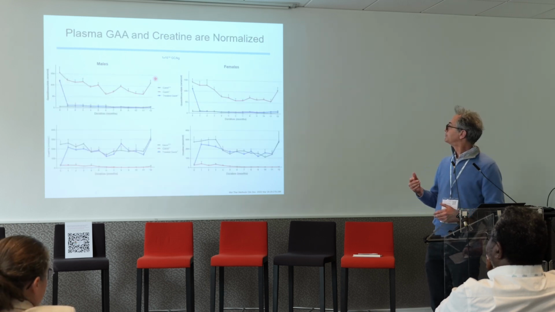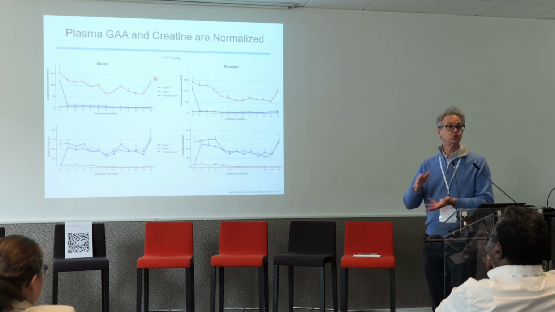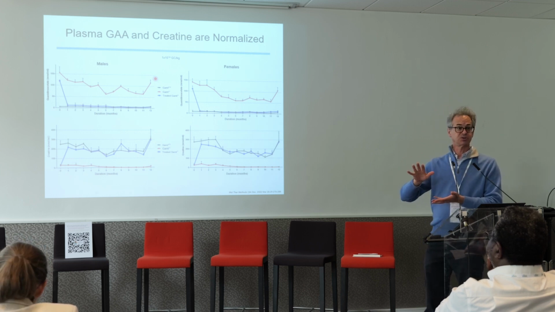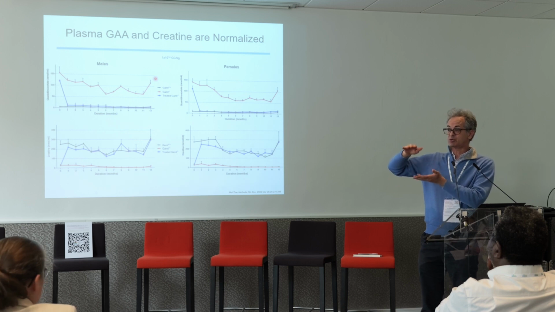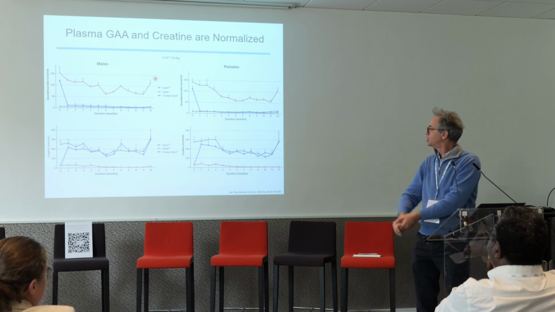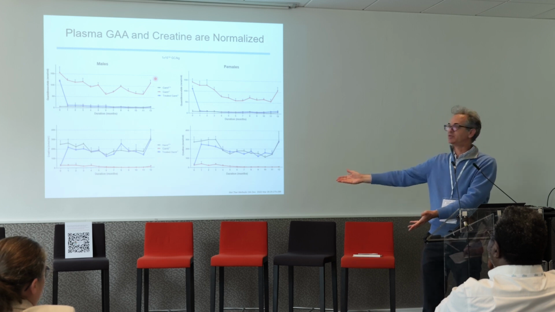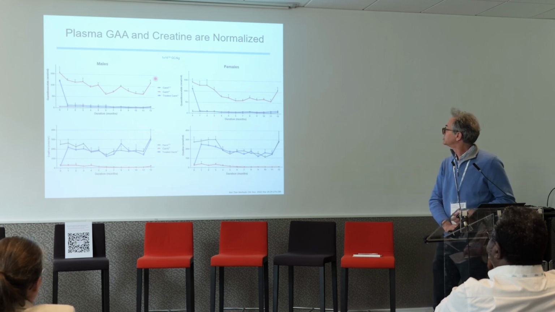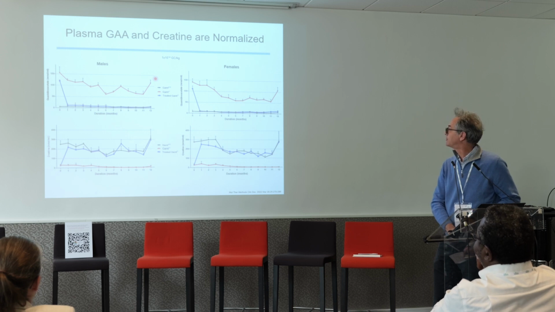Now, I showed you earlier just a dose response. We gave different doses. We saw the response, that is, the creatine went up in the plasma, the GAA went down. But what happens over time? What happens over that year? So let's start with the upper graphs, and we look at the females.